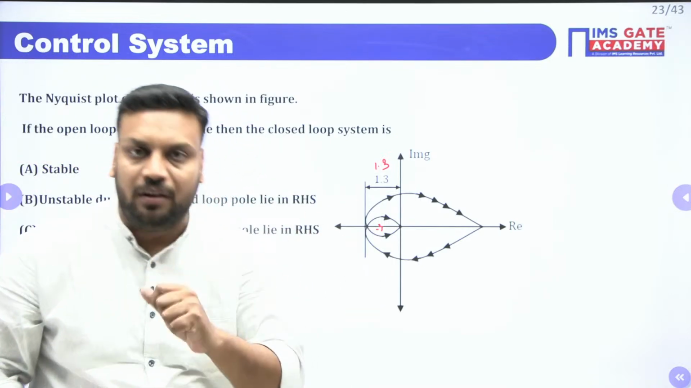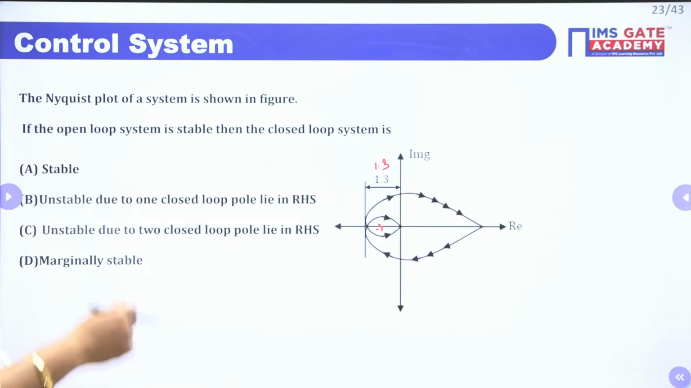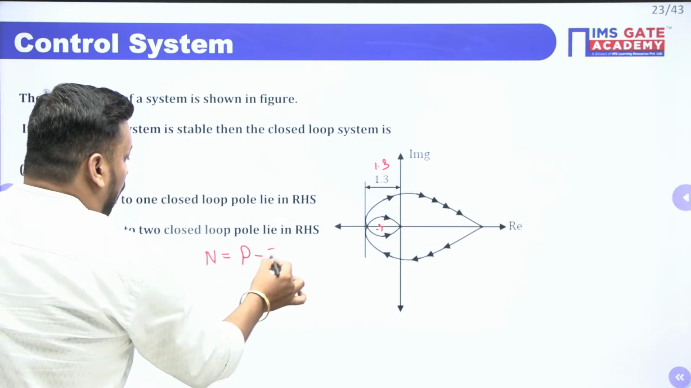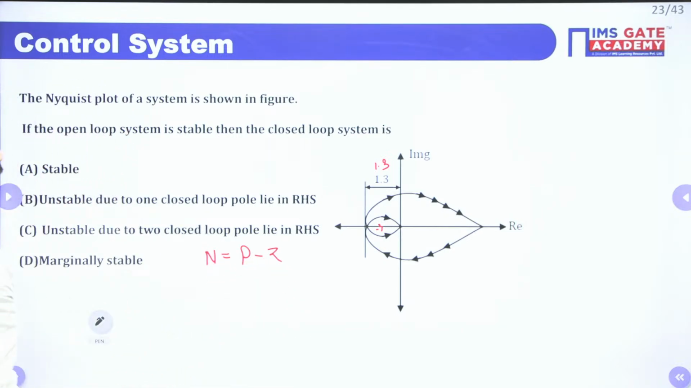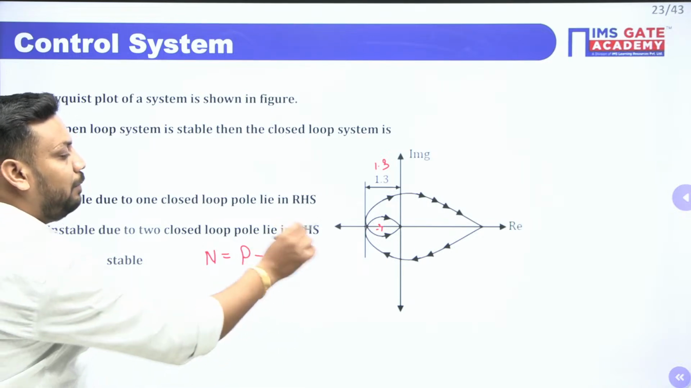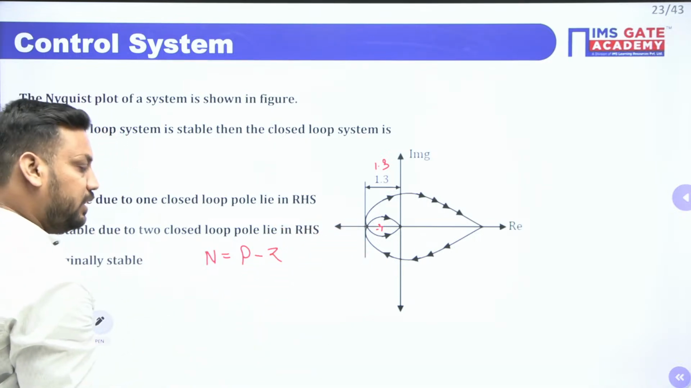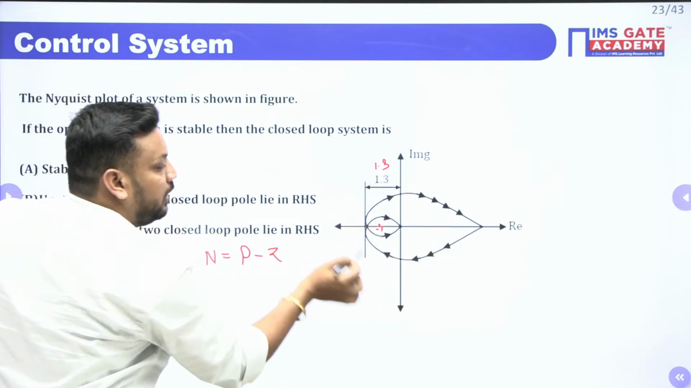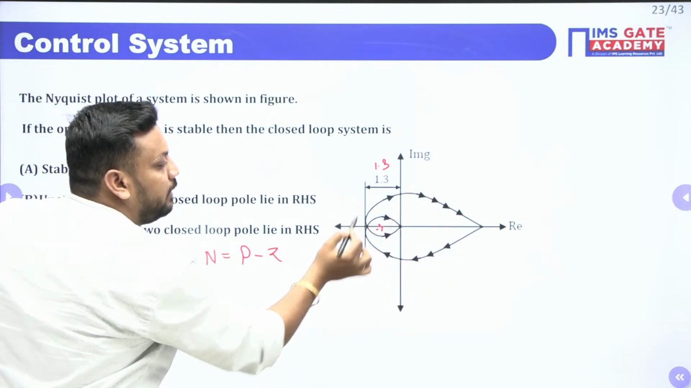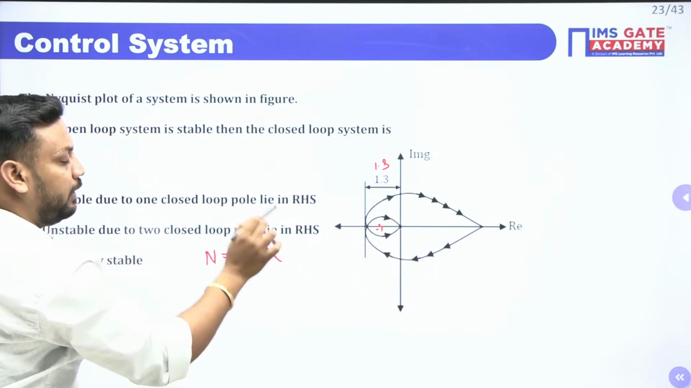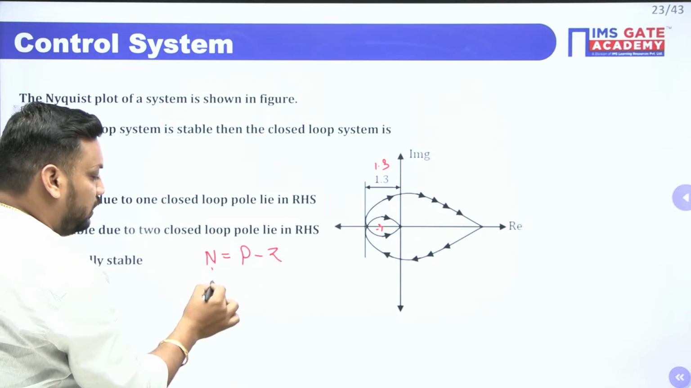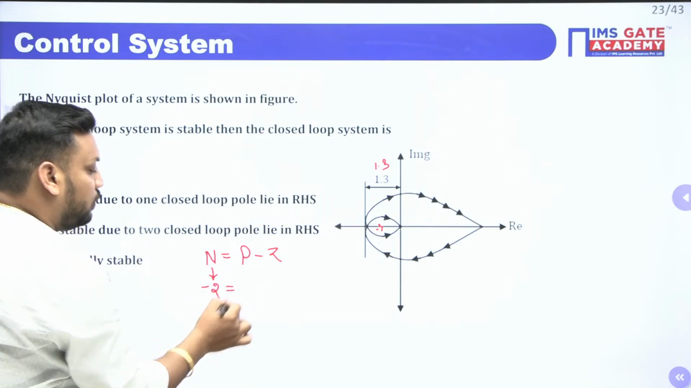Yes, it is in the circle. So the critical point is in the circle. It means you have to just apply the formula N equal to P minus Z. Now tell me guys, the critical point is encircled or not? Yes, encircled. Then how many times? This is one time, this is the next time, first time, second time. So both times, this minus 1 is encircled, 2 times in the clockwise direction. So don't you think the N value is nothing but minus 2?